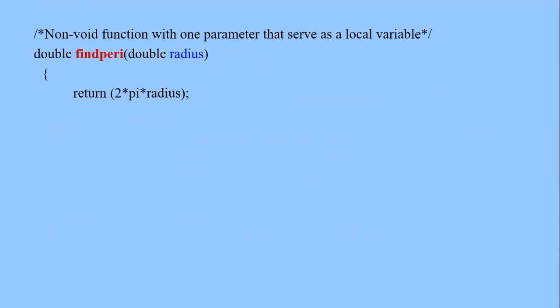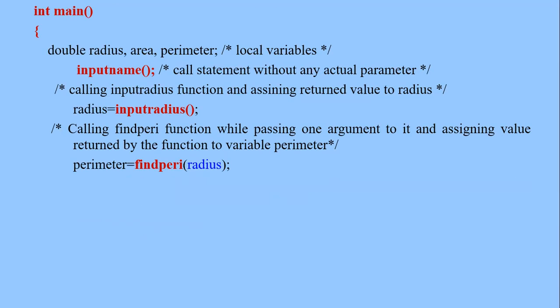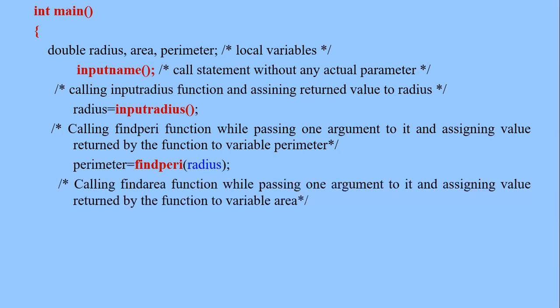Then the function will compute that and return a value of type double. So that value will be carried all the way to the calling statement here. So the value received will be assigned into the memory location called perimeter. Once that is done, the control will be taken to the next line.